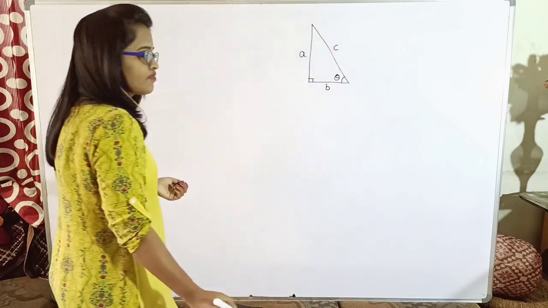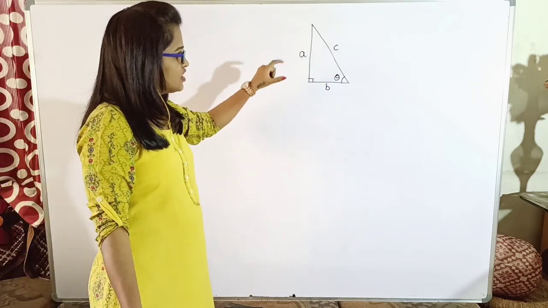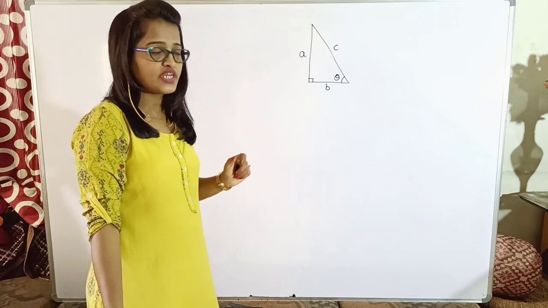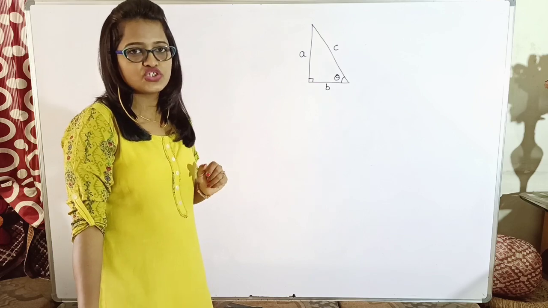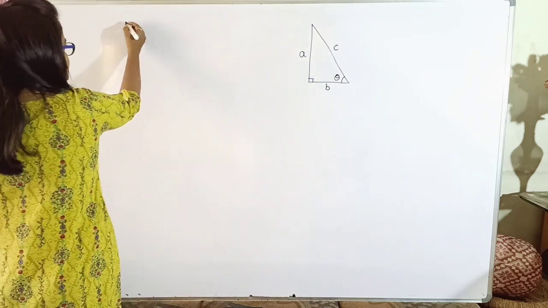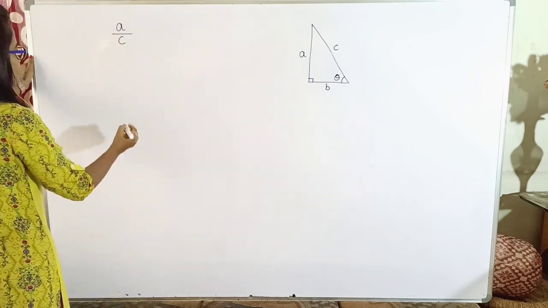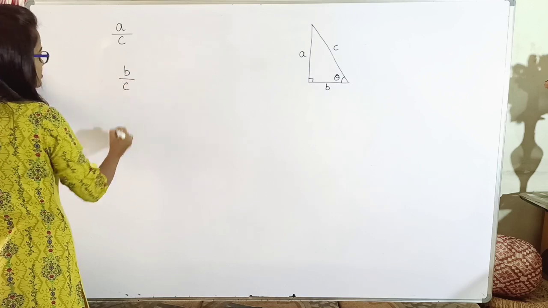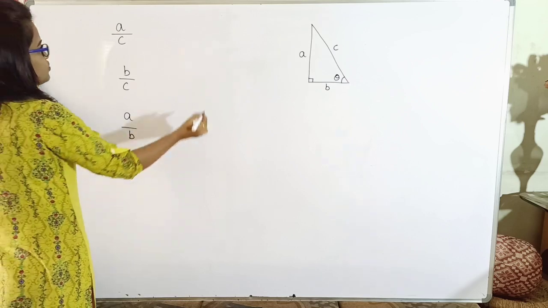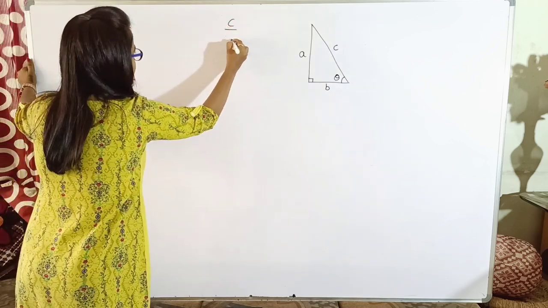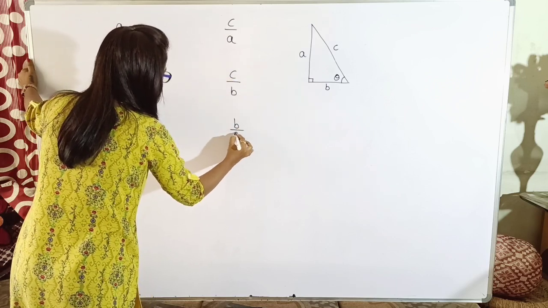Let us first see how many different combinations of ratios could be derived. There are three sides, so three sides mean there will be six ratios. The first ratio is A by C, second ratio is B by C, third ratio is A by B, the next one is C by A, C by B, whereas B by A.